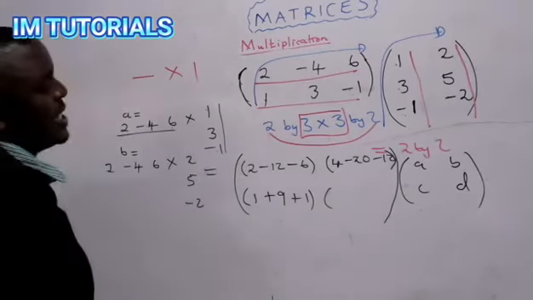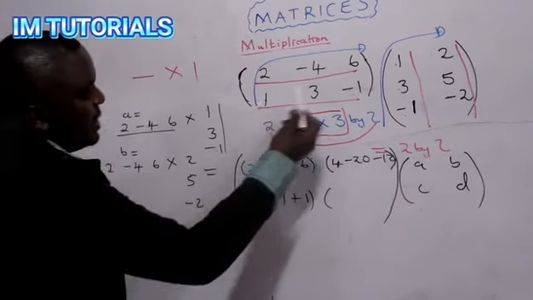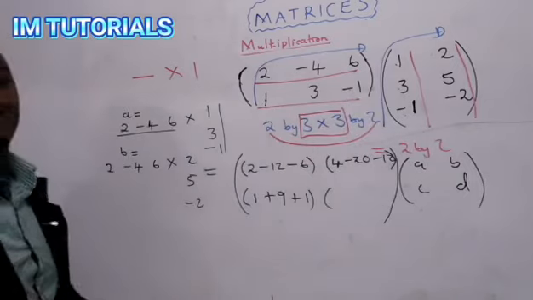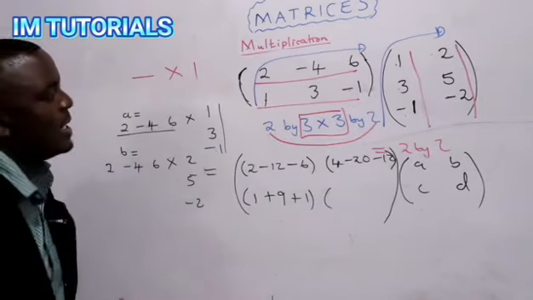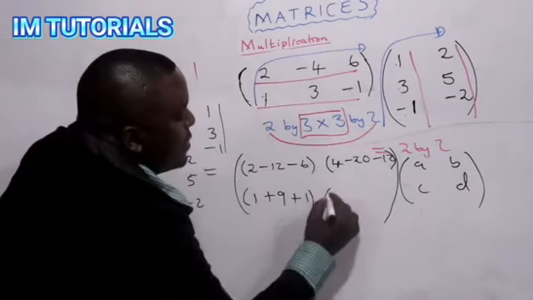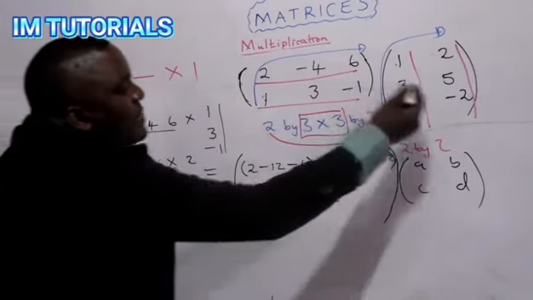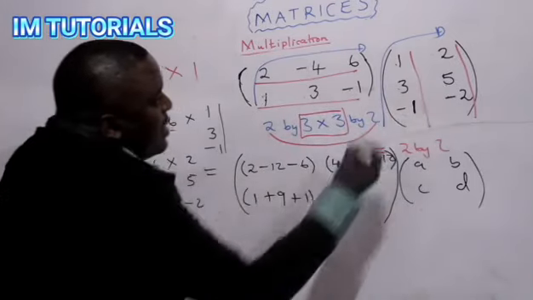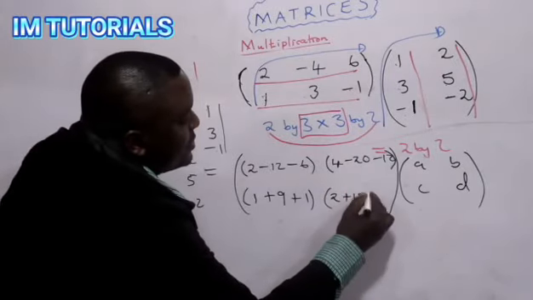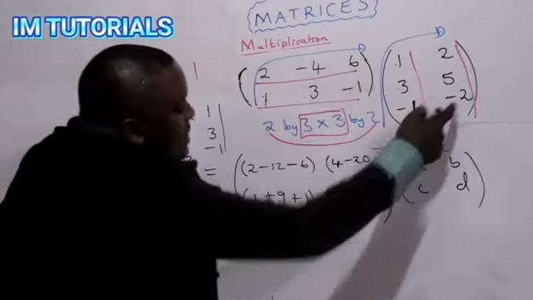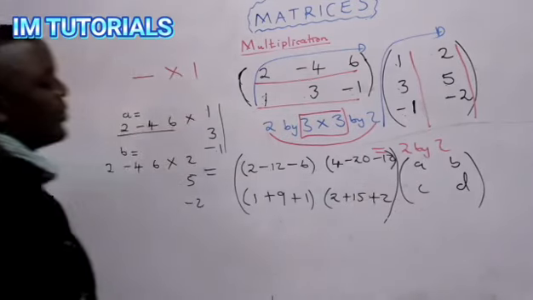Then we move on to D. D is a letter at the bottom. So you take the bottom row, which is 1, 3, minus 1. But for column, you take the second one, which is 2, 5, and minus 2. So 1 times 2, you get 2. Then middle number times middle number is 3 times 5, you get 15. Minus 1 times minus 2, you get 2. I hope you are listening, class.